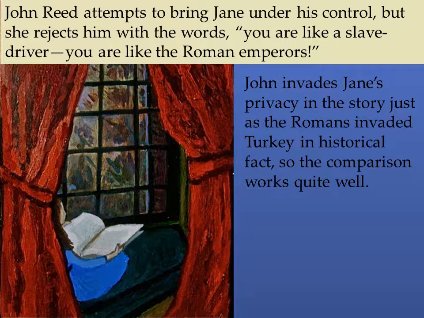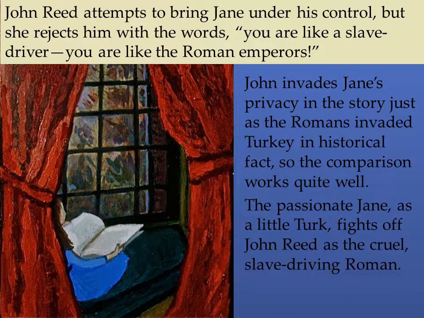So we've got the gender issue of a big bully, a big male bully coming along and bullying a little girl, and we've got the imperial issue of the Roman emperors, slave drivers coming and attacking Turkey, which in fact they did historically. They did attack Turkey, so there's quite a real comparison going on here. And Jane, she's the passionate little girl, fighting them off like a little Turk, and John Reed is the cruel slave driving Roman.